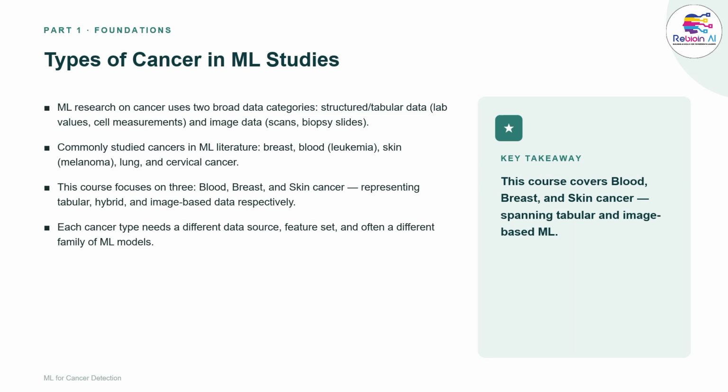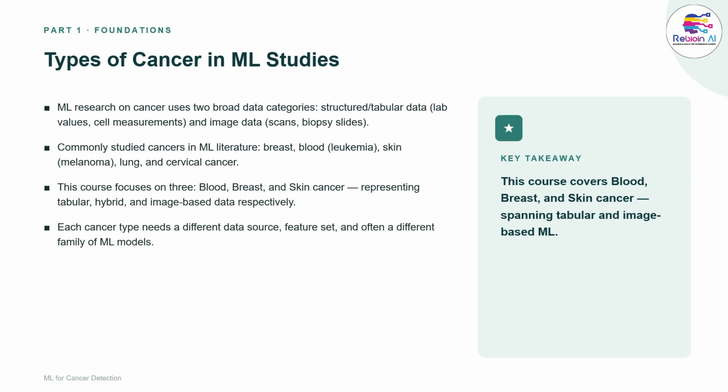In ML research specifically, cancer data generally comes in two flavors, and this distinction matters a lot for which techniques we use. The first is structured or tabular data. Think of a spreadsheet where each row is a patient and each column is a number, like a lab measurement or cell size. The second is image data, that is, actual pictures like scans or microscope slides.